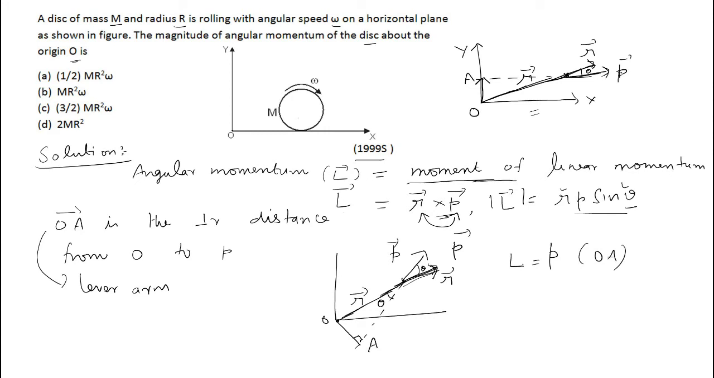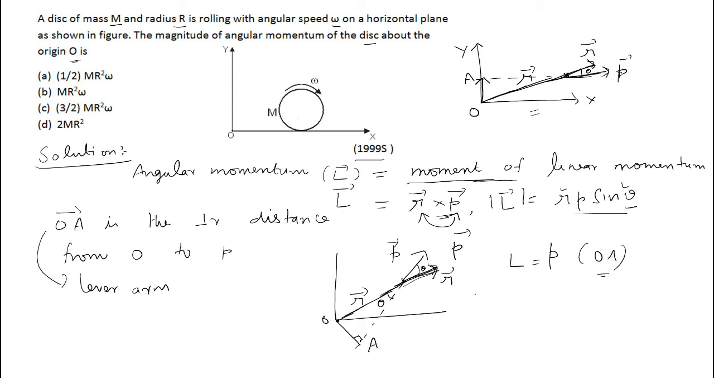So how do you find that? Lever arm. What is that lever arm? From the origin to the momentum vector, consider a perpendicular. The length of the perpendicular, or you can even say that it is a perpendicular distance, multiply it by the momentum vector, you will get angular momentum.